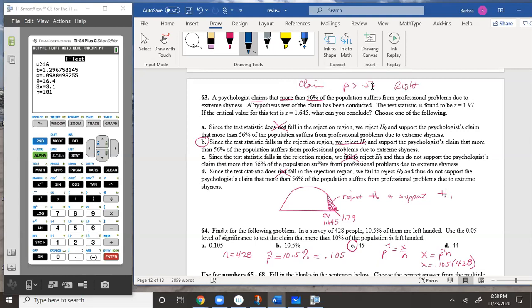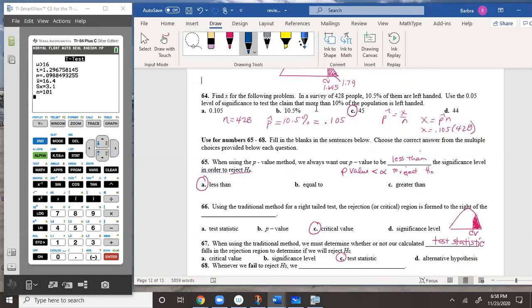So this is a right-tailed test. The rejection zone is in the right tail, bounded by the critical value, which is 1.645. The test statistic, 1.97, is greater than 1.645. So it's in the rejection zone. Therefore, we reject the null and support the claim. So the correct answer is B.